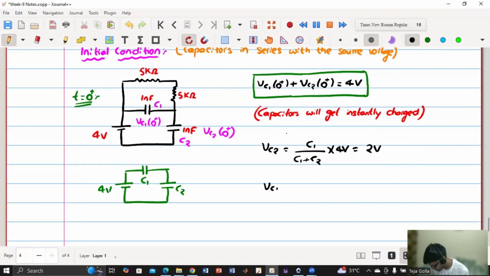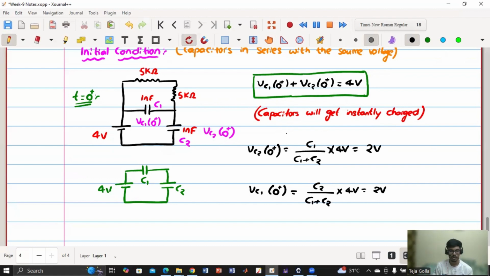Similarly, if you calculate VC1, and to be precise, this is VC1 of 0 plus, VC2 of 0 plus, because this is just after. Because it is directly connected to the supply, the capacitors will see a step just after connecting because they are directly connected to the source and the KVL has to be valid. So they will get instantly charged. Practically, it is not possible. We are talking everything in theoretical. Practically, it will take some time. Of course, there will be surge in the current and you cannot directly do that also. So 2 volt.